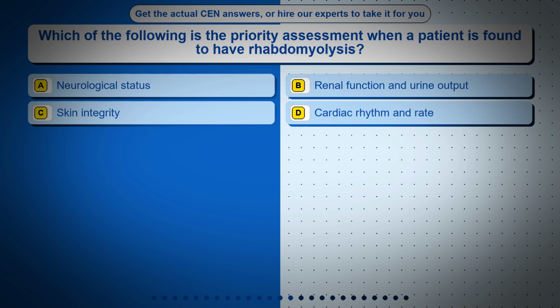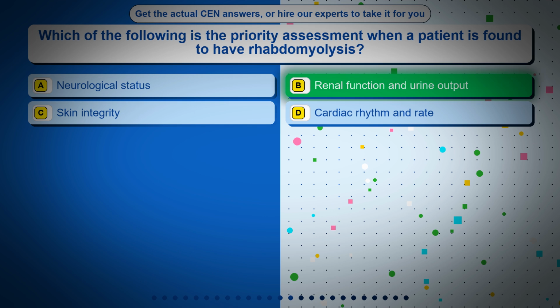Question 14. Which of the following is the priority assessment when a patient is found to have rhabdomyolysis? Option A, neurological status, option B, renal function and urine output, option C, skin integrity, option D, cardiac rhythm and rate. The correct answer is option B, renal function and urine output.